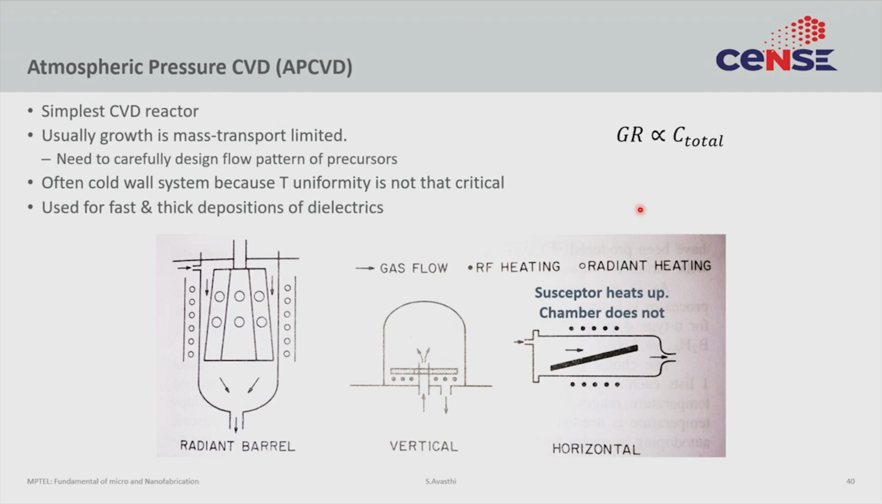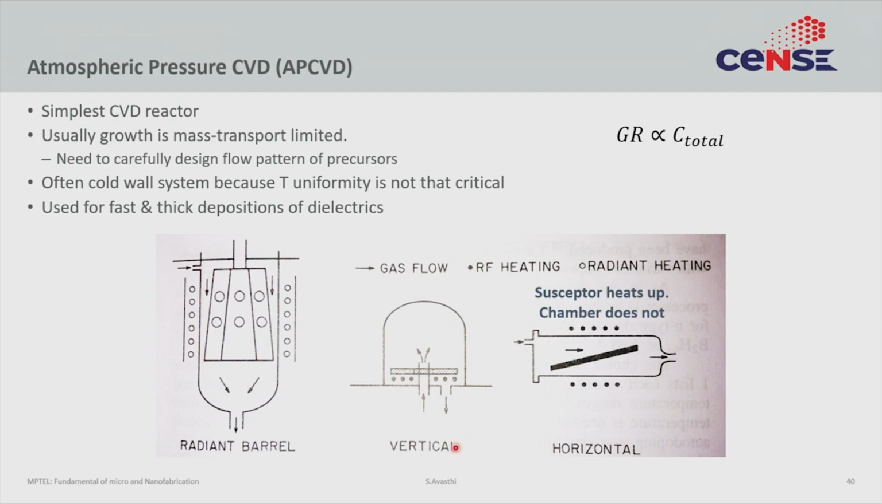The reactors look something like this, which is called a radiant barrel reactor. This is a cold wall tube, the chamber, and there are some radiant heaters emitting IR or halogen radiation, and that radiation heats up the susceptor and the wafer. If you notice, this is a barrel design such that each facet that holds a wafer is at an angle. That is what ensures that the boundary layer is consistent from top to bottom and gives you a uniform deposition.